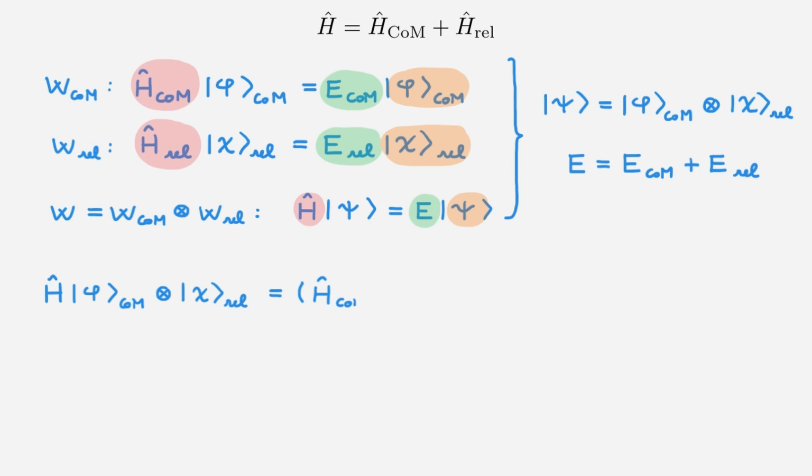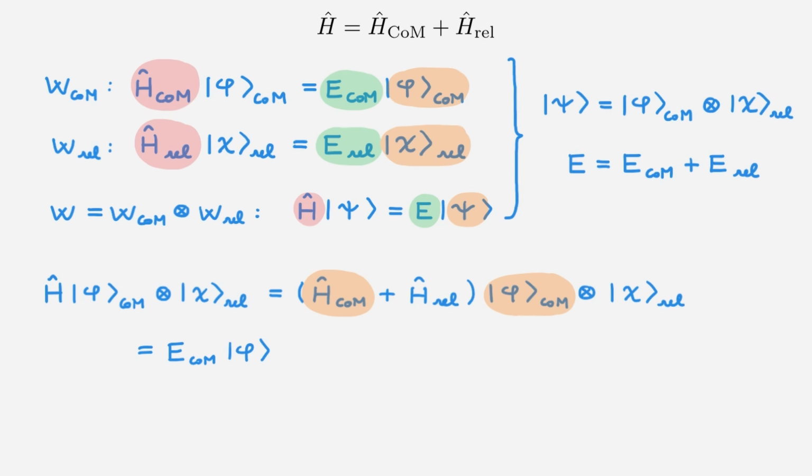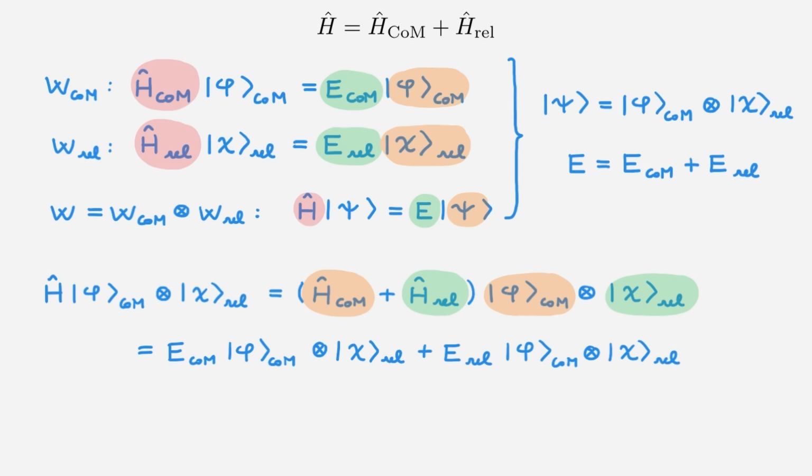We next expand the Hamiltonian into two separate terms, still acting on the tensor product state. And from the video on tensor products, we know that this term will now only act on this part of the tensor product, as this is simply the eigenvalue equation for the center of mass Hamiltonian. We simply get the eigenvalue times the state. Similarly, this term will only act on this part of the tensor product. And again, it corresponds to the eigenvalue equation of the relative Hamiltonian, so we get the corresponding eigenvalue times the state. We can take out the tensor product as a common factor, and we get this.